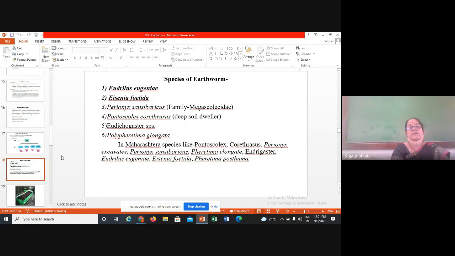The family of these species is Megascolecidae, and Pontoscolex corethrurus is a deep soil dweller of this family. The Eudrigaster species, Polypheretima elongata. And in Maharashtra, the species are Pontoscolex corethrurus, Perionyx excavatus, Perionyx sansibaricus, Polypheretima elongata, Eudrilus eugeniae, Eisenia foetida, and Perithema posthuma.